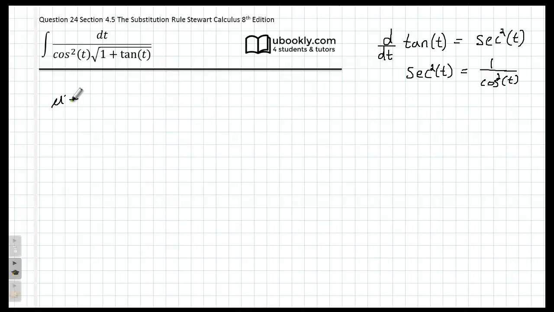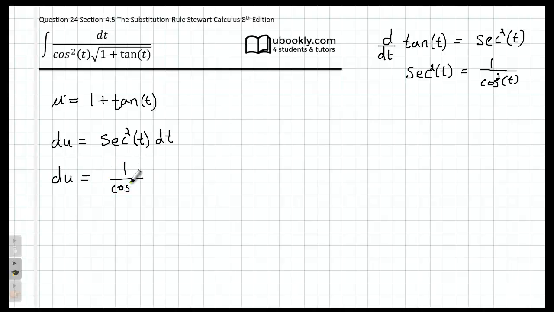So once we know that, we can go ahead and let our u be 1 plus tan of t. Okay, and du would be the derivative of this, which would just be secant squared of t dt, and I can rewrite this du as 1 over cosine squared of t dt using our identity. So this 1 over cosine squared t times dt is exactly what I want. And so I can make my substitution. I'll get the integral of 1 over the root of u, where u is 1 plus tan of t, and this du takes care of the rest, 1 over cosine squared t dt.